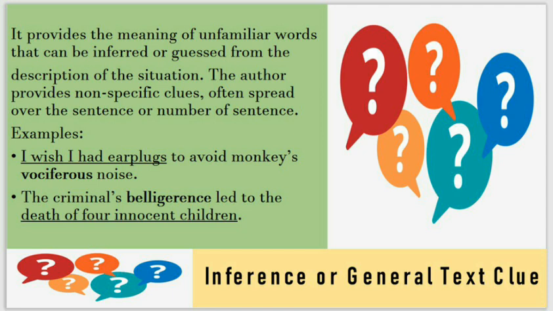The last type of context clue is inference or general text clue. It provides the meaning of unfamiliar words that can be inferred or guessed from the description of the situation. The author provides non-specific clues, often spread over the sentence or number of sentences. Example: I wish I had earplugs to avoid monkeys' vociferous noise. What do you think is the meaning of vociferous, given the fact that I wish I had earplugs? That could probably mean loud noise.